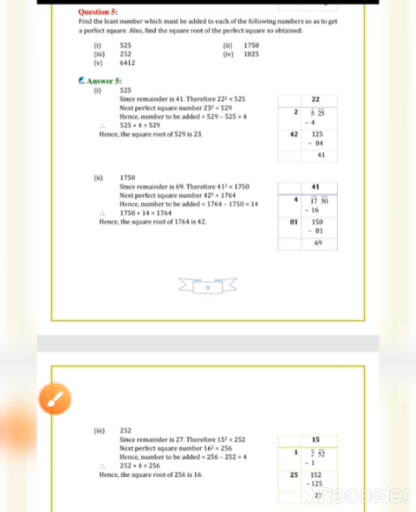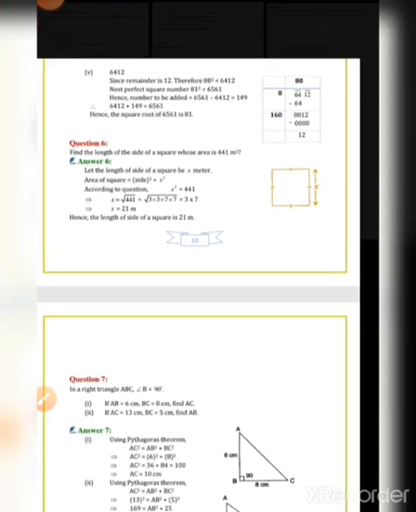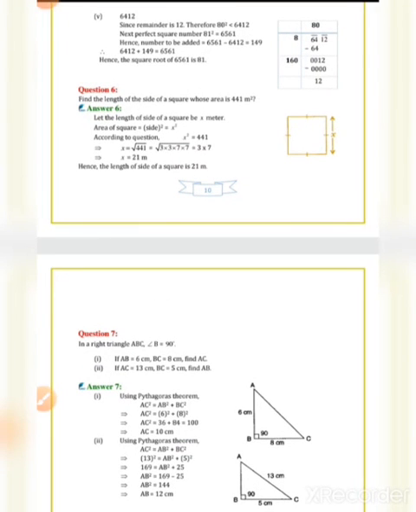So the square root is 16 over here. Okay, in this way you can solve any example to find the nearest perfect square number. The next question is in your homework, that is 6412, in your homework.